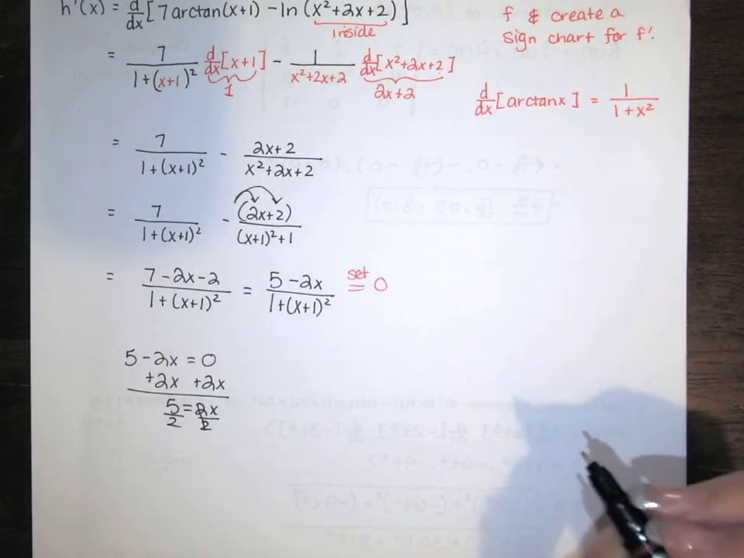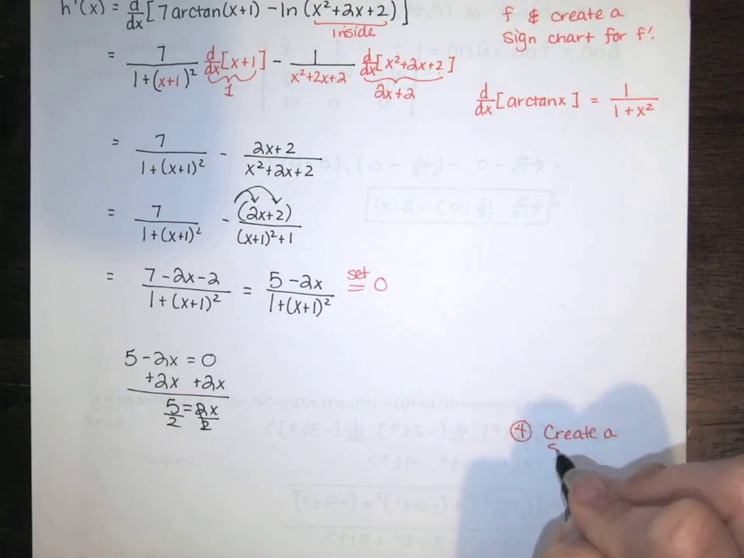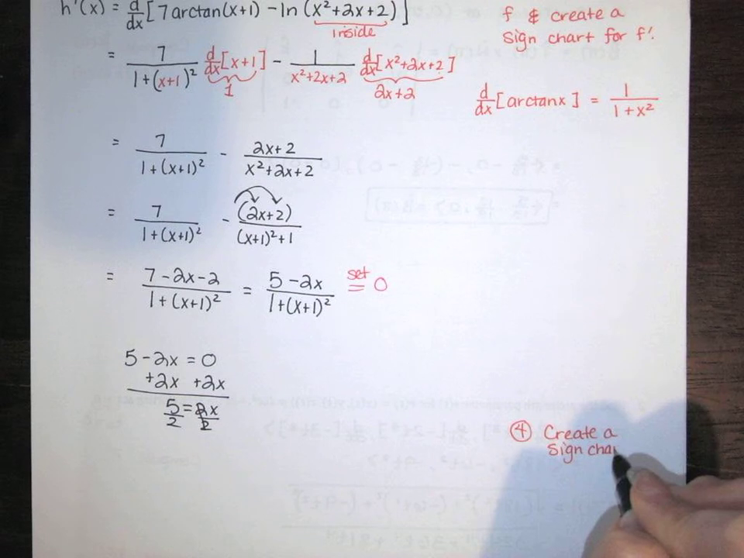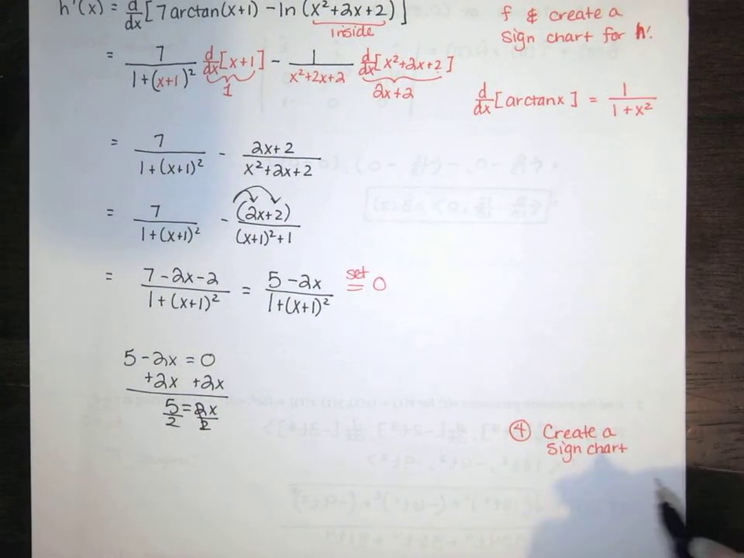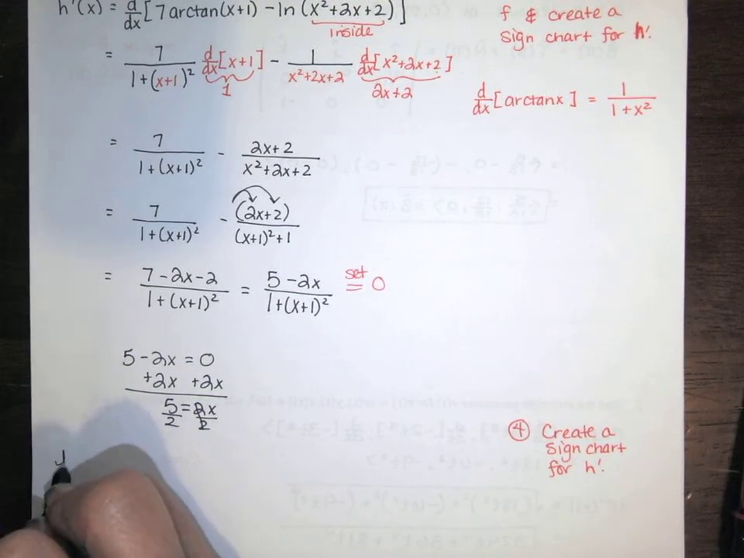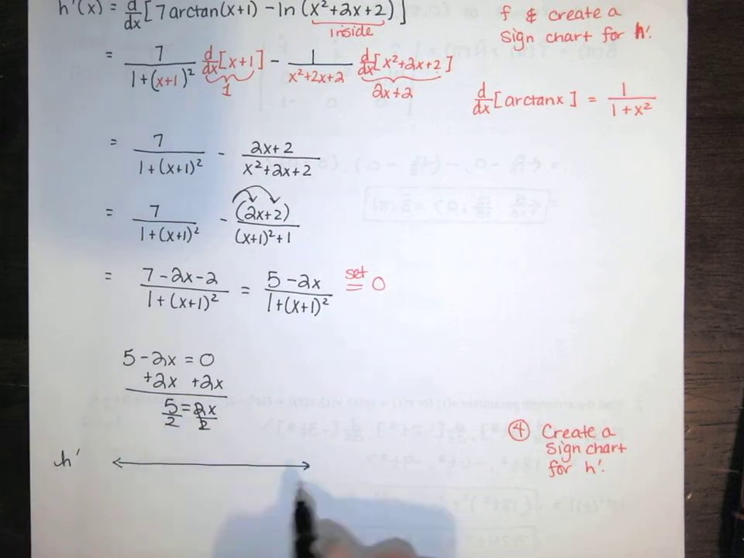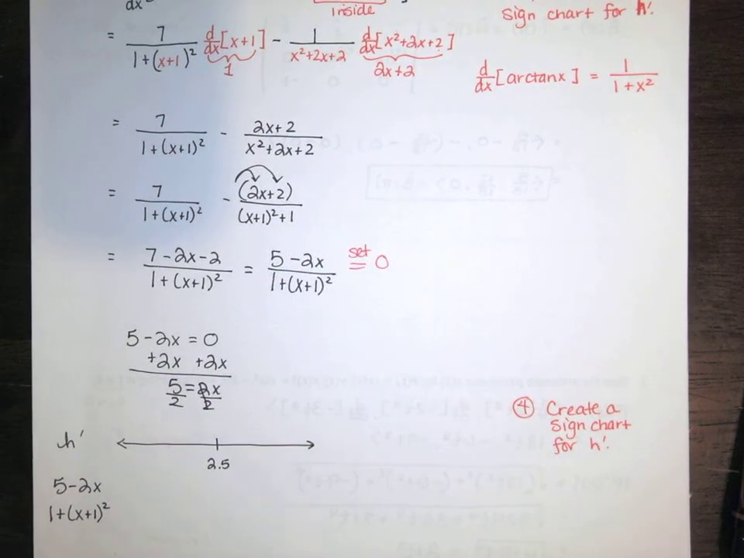Okay, now we want to make a sign chart for f prime. I keep saying f prime. The function's name was h. It's impolite to call it by the wrong name. So we'll create a sign chart for h prime. Okay. So h prime is this. H prime is equal to 0 at 2.5. The numerator is 5 minus 2x. The denominator is 1 plus the quantity 1 plus x squared.